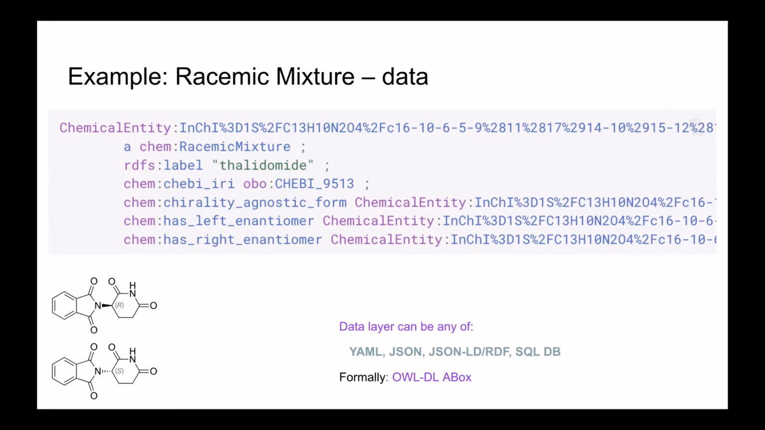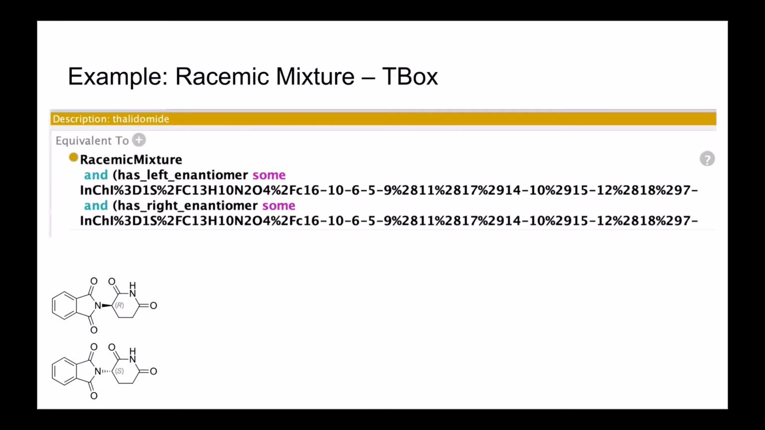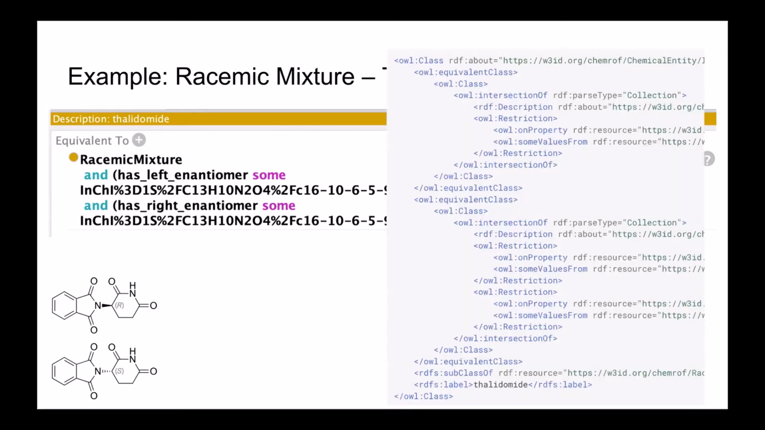This is showing the Turtle representation. It could also be in YAML, it could be JSON, it could be in a SQL database. Formally, this is an ABox, but one thing we might be interested in is turning this into a TBox, that's to say an ontology representation. So there is a way of translating this such that it will give you these OWL definitions. This is shown in Protégé. This is, if you like, the underlying RDF/XML representation. This is how we might represent a racemic structure like thalidomide using this framework.